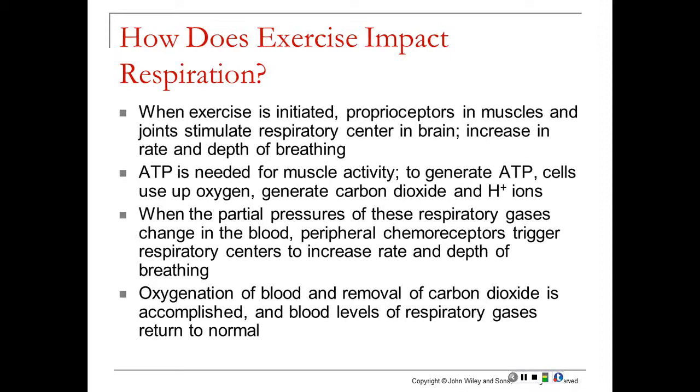To generate that ATP, the cells are going to use that oxygen. They're going to generate lots of carbon dioxide, and with it, lots of hydrogen ions are going to be created because of that bicarbonate transport of carbon dioxide. So when the partial pressures of these respiratory gases change, your peripheral chemoreceptors are going to trigger your respiratory centers to increase the rate and depth of breathing.